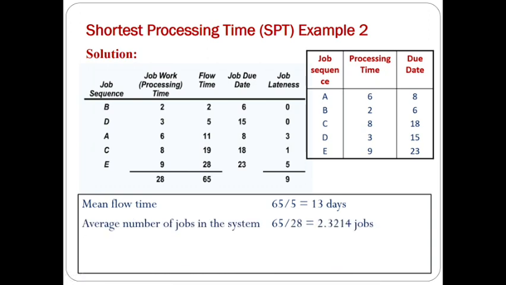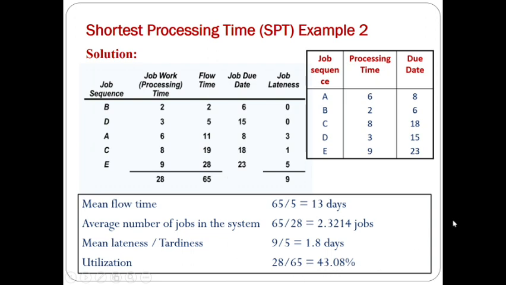Next, the average number of jobs in the system, which is equal to total flow time divided by total processing time. So it is 2.32 jobs. Next is mean lateness or tardiness, which is the total lateness divided by number of jobs, which is 1.8 days. Finally, utilization, which is the reciprocal of the average number of jobs in the system, that is total processing time divided by total flow time, which is 43.08%. So this is how we have to calculate all these things by using SPT rule.